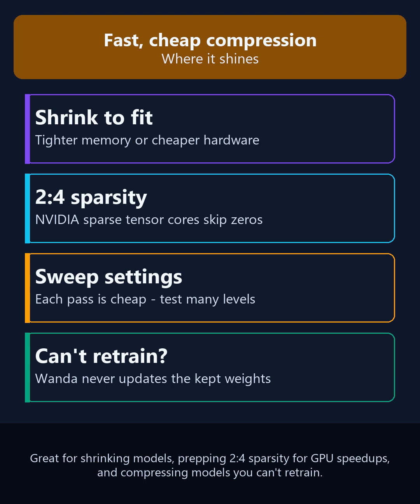Where does this shine? Anywhere a smaller, faster model helps. Shrinking a model to fit tighter memory or cheaper hardware. Preparing 2 of 4 structured sparsity, so NVIDIA sparse tensor cores skip the zeros for real speedups. Rapidly testing many sparsity levels, since each pass is cheap. And compressing models you cannot afford to retrain, because Wanda never touches the weights it keeps.